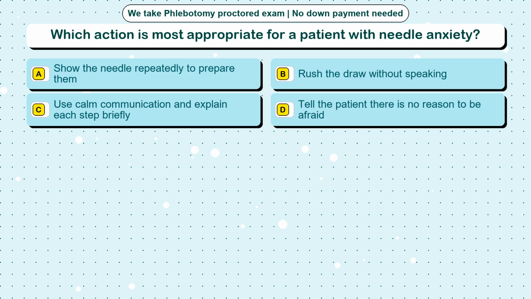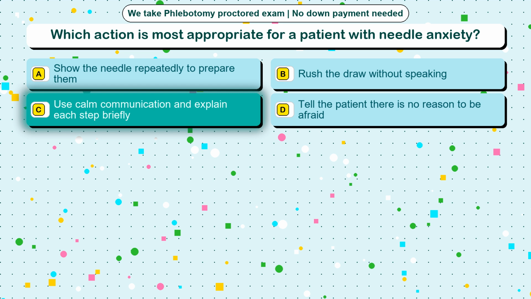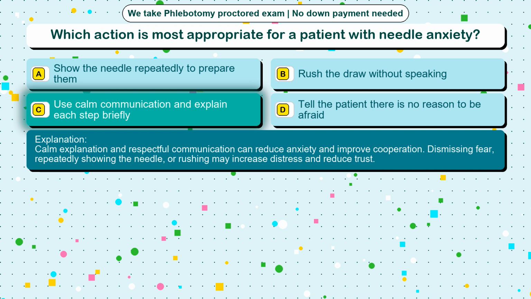Question 14. Which action is most appropriate for a patient with needle anxiety? Option A. Show the needle repeatedly to prepare them. Option B. Rush the draw without speaking. Option C. Use calm communication and explain each step briefly. Option D. Tell the patient there is no reason to be afraid. The correct answer is option C. Use calm communication and explain each step briefly. Calm explanation and respectful communication can reduce anxiety and improve cooperation. Dismissing fear, repeatedly showing the needle, or rushing may increase distress and reduce trust.